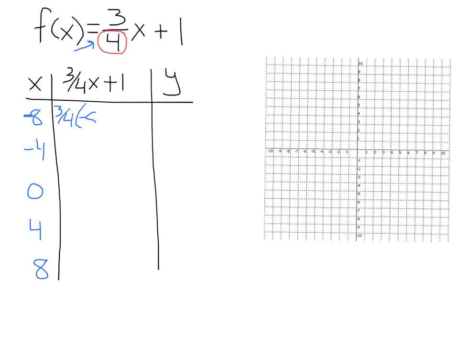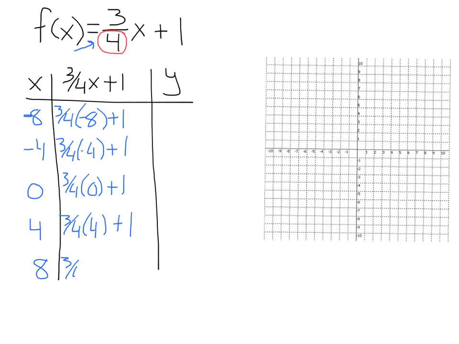3/4 times -8 plus 1. 3/4 times -4 plus 1. 3/4 times 0 plus 1. 3/4 times 4 plus 1. And 3/4 times 8 plus 1. So there is my work, and I need to calculate all of these to figure out what my y values are that correlate to my x values.